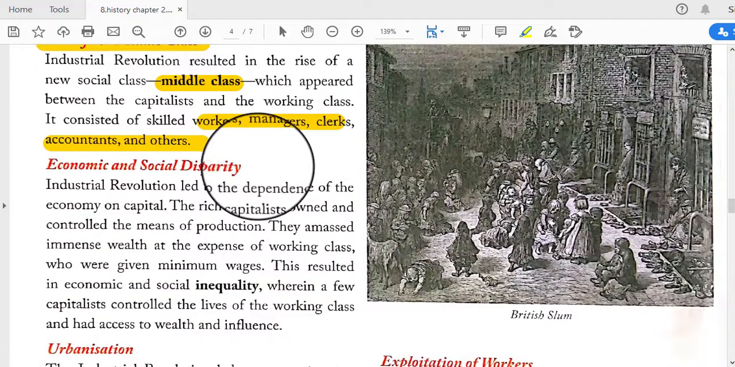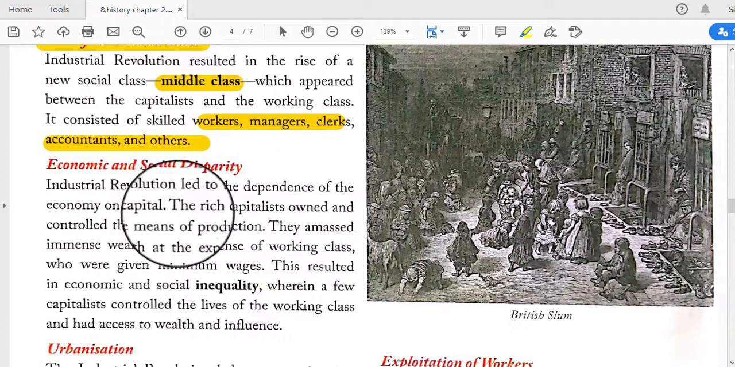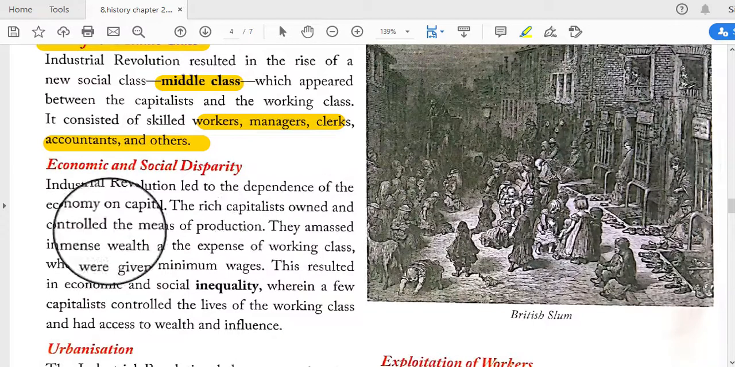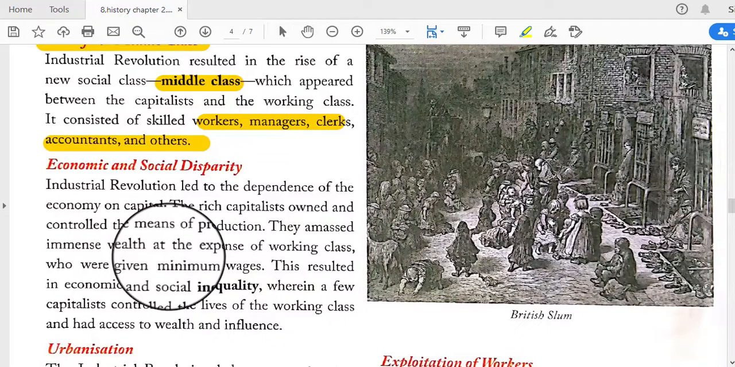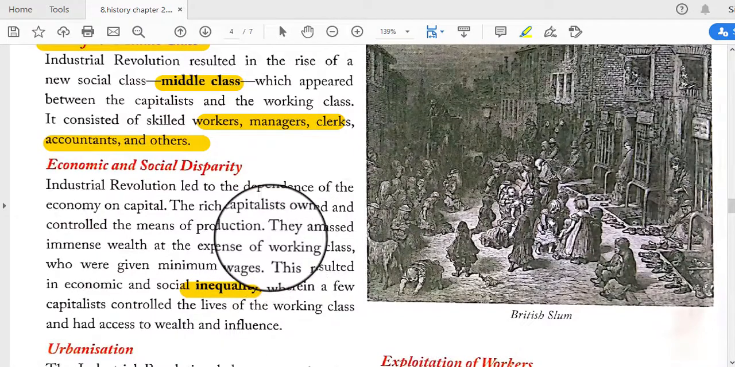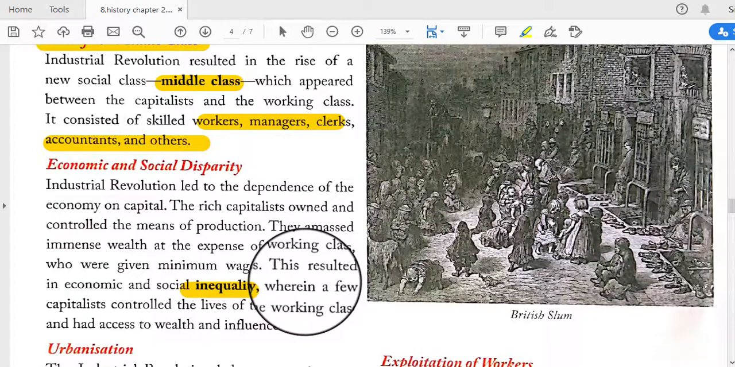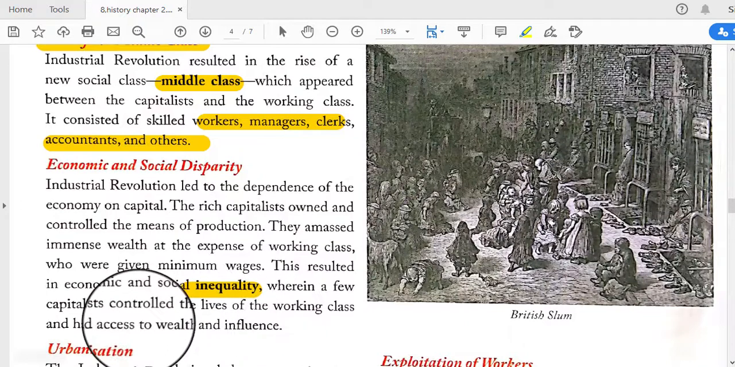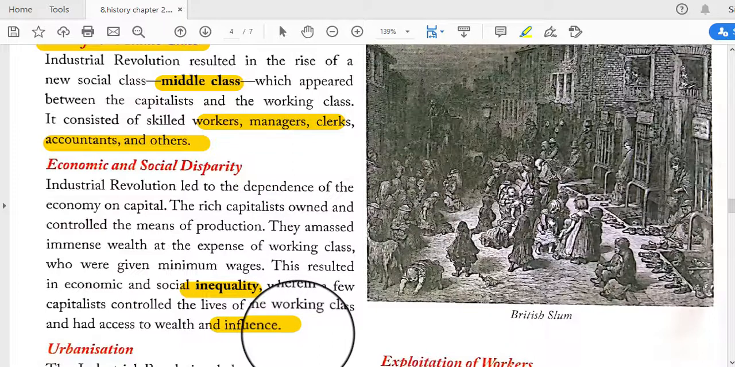Economic and social disparity. The Industrial Revolution led to the dependence of the economy on capital, and the rich capitalists owned and controlled the means of production. They amassed immense wealth at the expense of the working class, who were given minimum wages, and this resulted in economic and social inequality. Some people who were suited to industrial activity easily expanded their economy, while another class suffered problems because they were not habituated to this kind of activity. In this way inequality arose, wherein a few capitalists controlled the lives of the working class and had access to wealth and influence, held the higher position in society, and controlled all the activities.